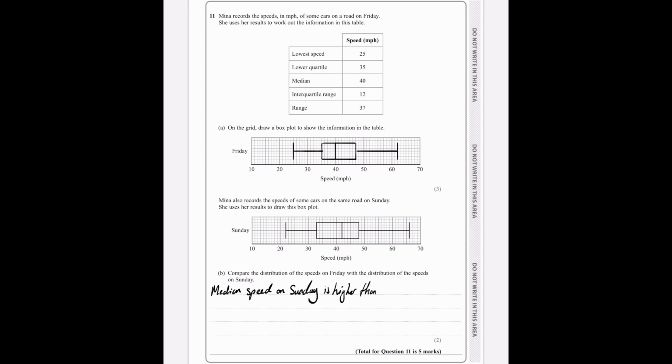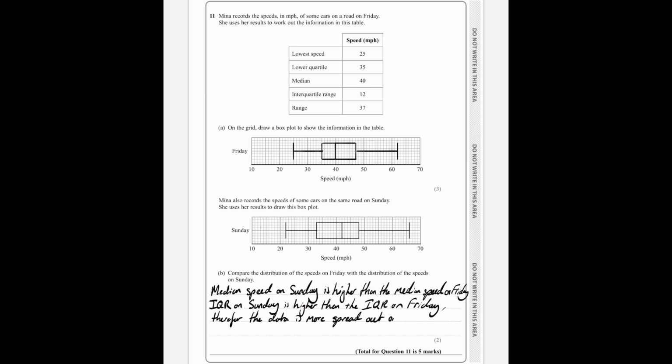So the median speed on Sunday is higher than the median speed on Friday. And the interquartile range on Sunday is higher than the interquartile range on Friday. And then therefore, the data is more spread out on the Sunday. So on Sunday it's got a higher median and there's more spread out data.